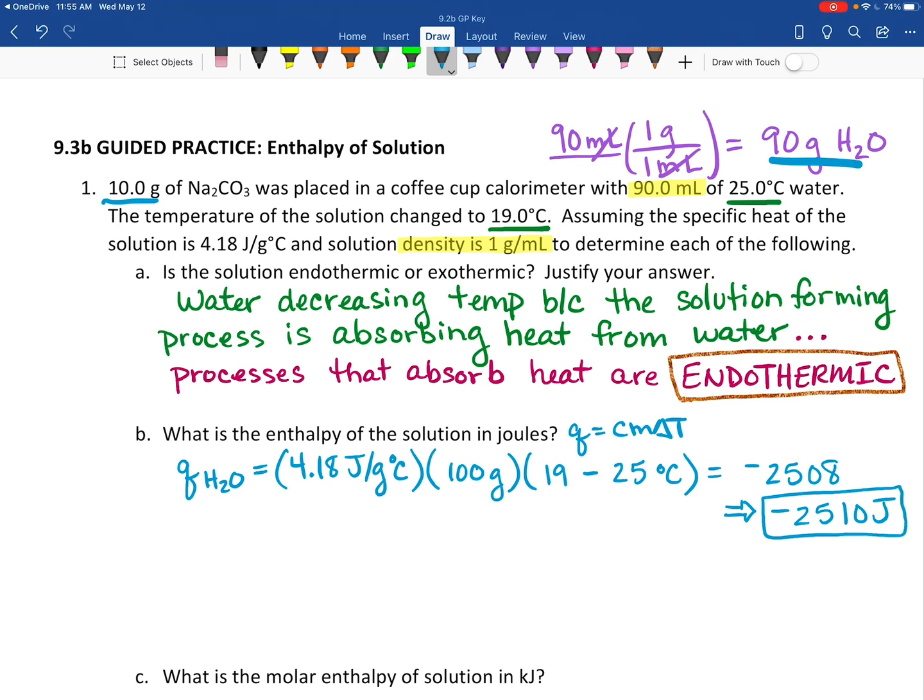Okay, so that's for water, but that's not what we're looking for overall. What we want to know is the heat for the process, the solution. So Q of the water is equal to the negative Q of the solution process or solution formation, which means that the Q of the solution would be a positive value for enthalpy, so it would be 2510 joules.